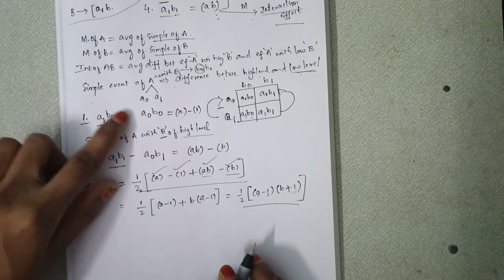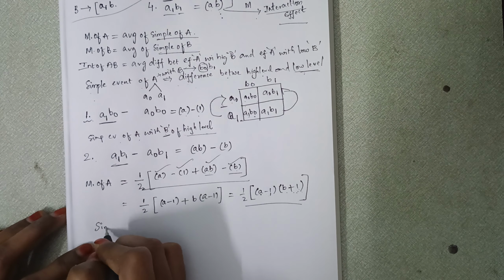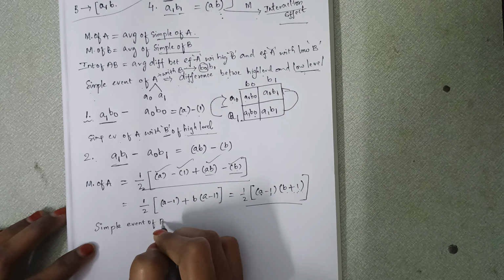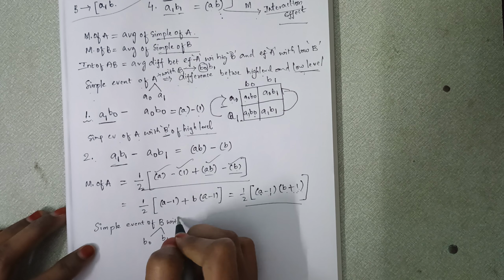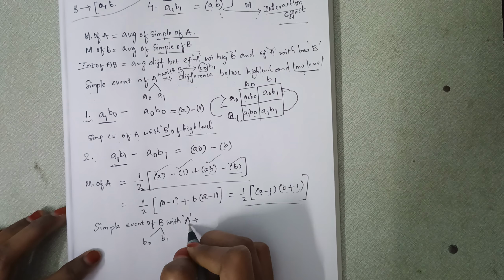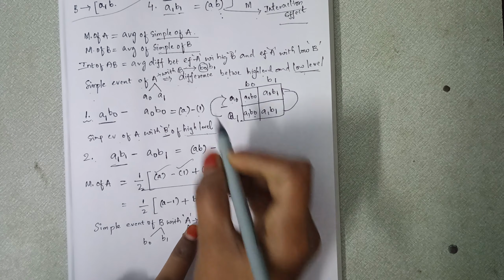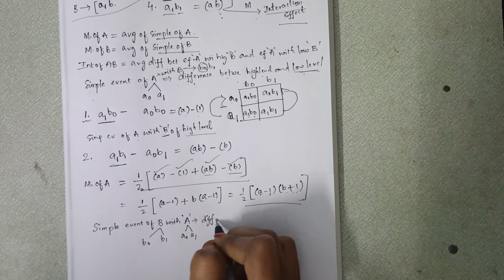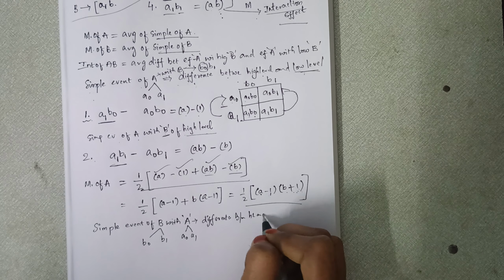Now let us calculate the simple events of B. The simple event of B. B has B0, B1, with factor A high level, and A has A0 and A1 factors, right? This is also nothing but the difference between high level and low level.